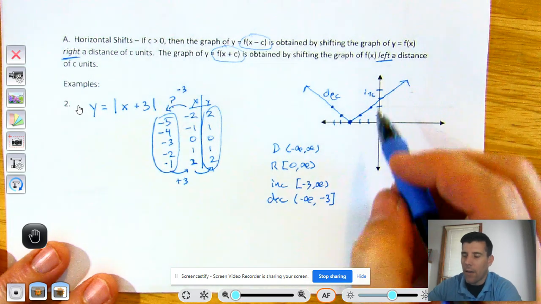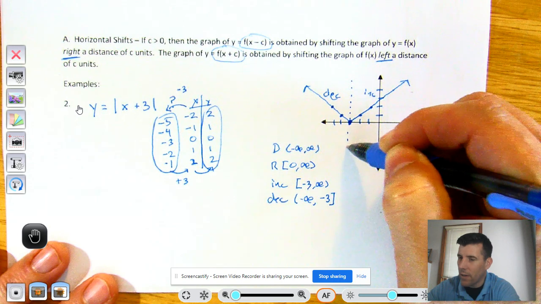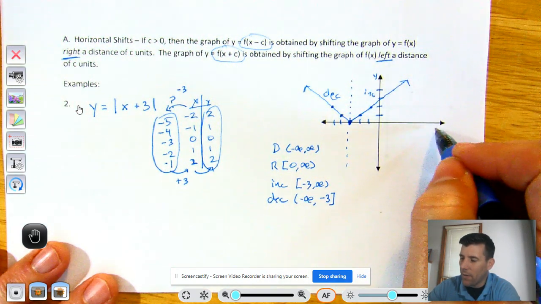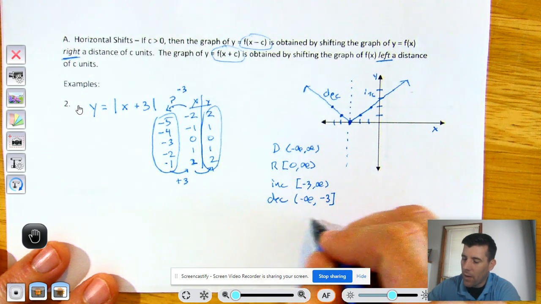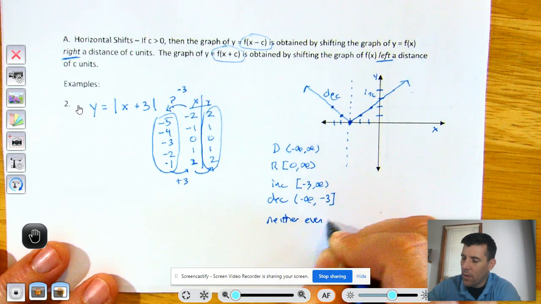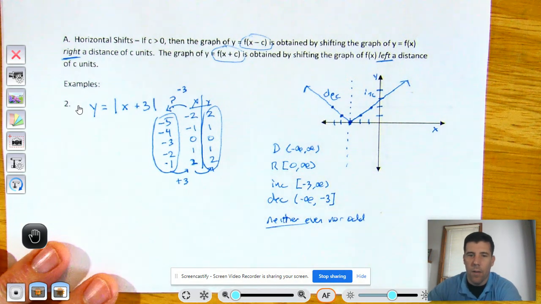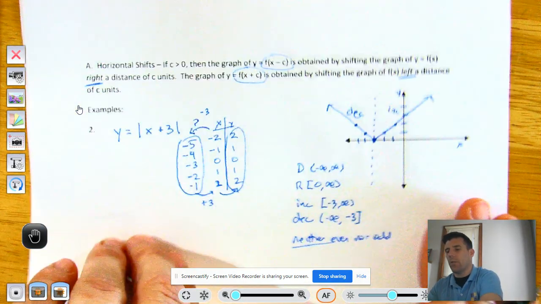Now, even though this graph would be symmetrical to -3, it is not an even or an odd function. It doesn't have symmetry to the y-axis, or it doesn't have symmetry to the x-axis. Okay, so we'd say it's neither even nor odd. All right, so let's look at one where we are going to do both.